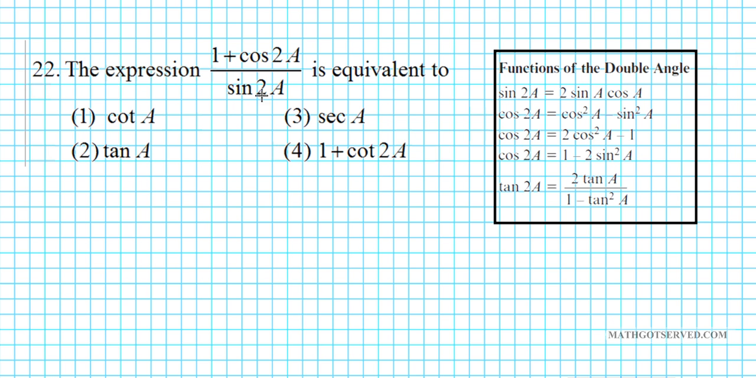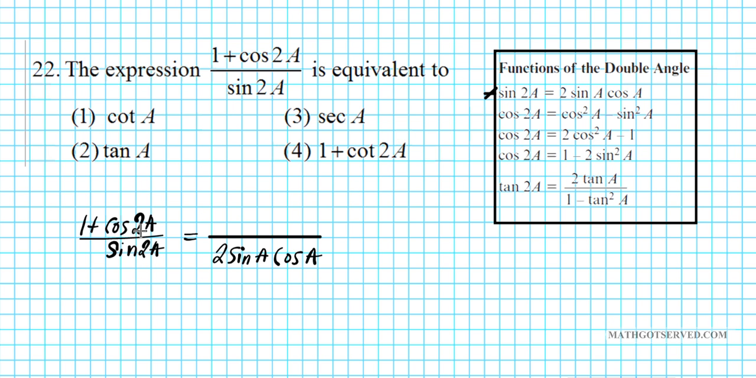Okay, so I'm going to start with the denominator. Sine 2a is the easiest to work with since there is only one double angle identity for sine 2a, okay? So let's rewrite the problem. We have 1 plus cosine 2a divided by sine 2a. The bottom can be rewritten using the double angle identity as 2 sine a cosine a, okay? As you can see here, 2 sine a cosine a. Let's go ahead and write that down. So we have 2 sine a cosine a.